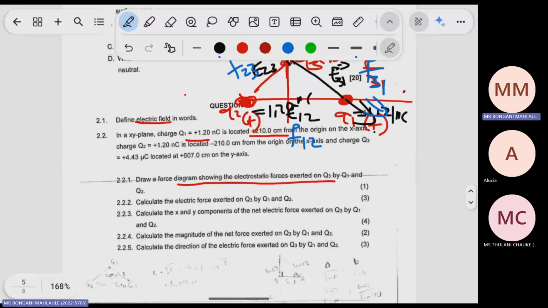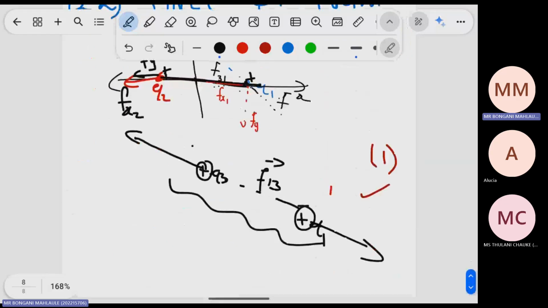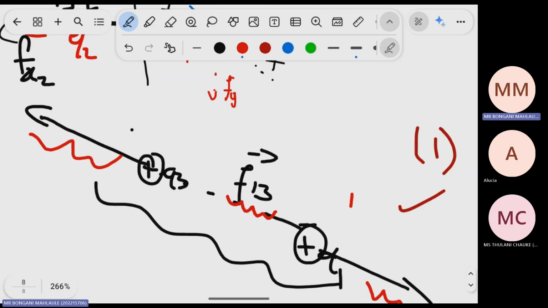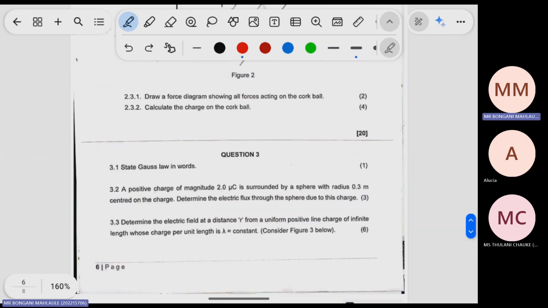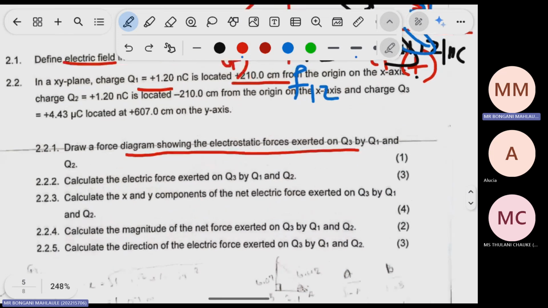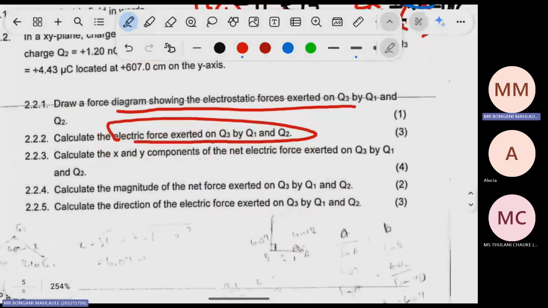Showing the electrostatic forces on here. The important part was showing this direction, and also indicating that the force between these two lies between this part. So that was the only thing they wanted. Then 2.2, they wanted you to calculate the electrostatic force on Q3 by Q1 and Q2.